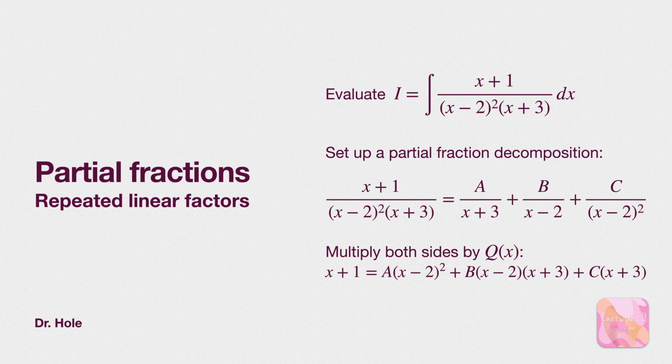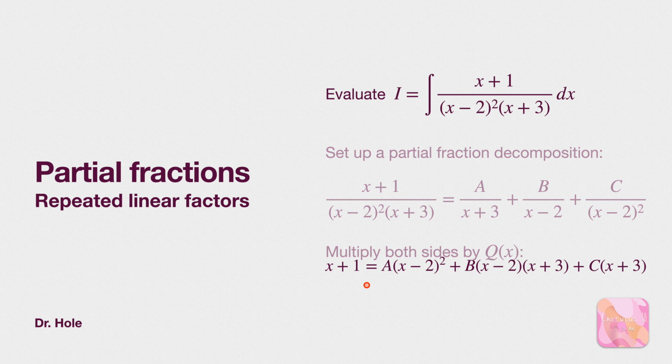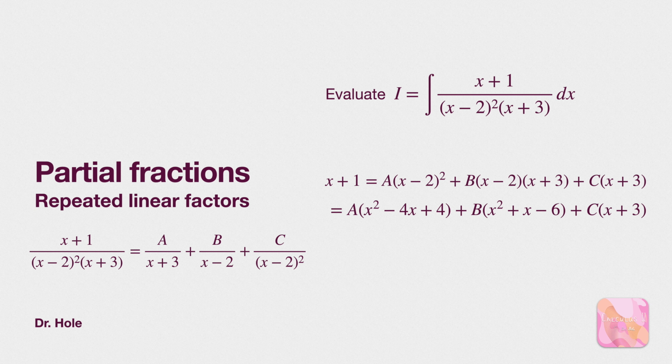So here's where we were. We've cleared the denominators. Now what we want to do is multiply out, do algebra, x minus 2 quantity squared, multiply that out, binomial x minus 2 times binomial x plus 3, product that, and we have x plus 1 equaling this sum of 3 terms. What we're going to do is now distribute the coefficients a, b, and c, and then we're going to record terms in descending powers.